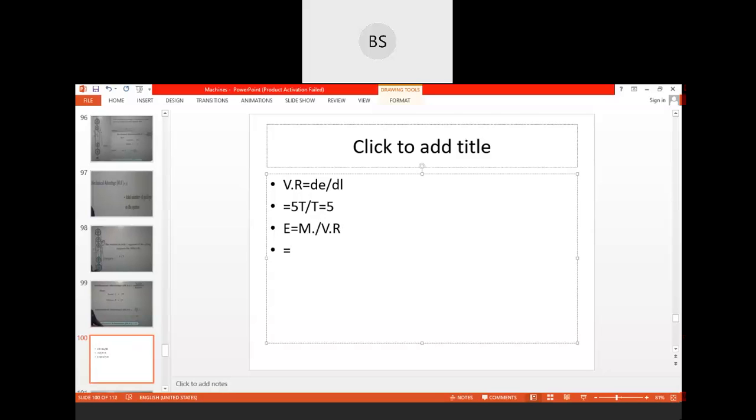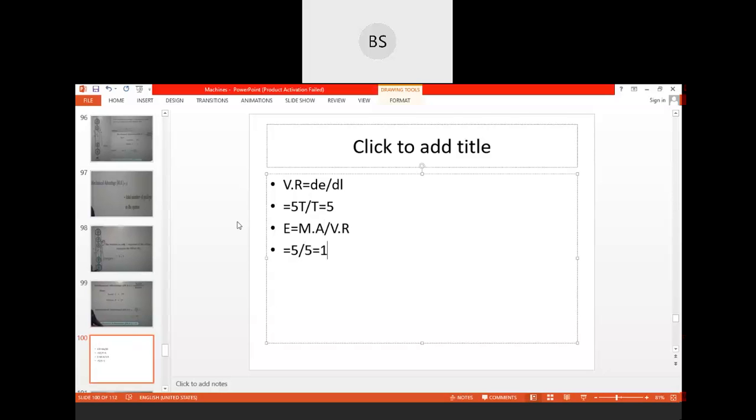What MA do we get? What is mechanical advantage, MA? What is MA we got? 5. Correct. 5 divided by, what is VR? VR also is 5. So what will be the answer?